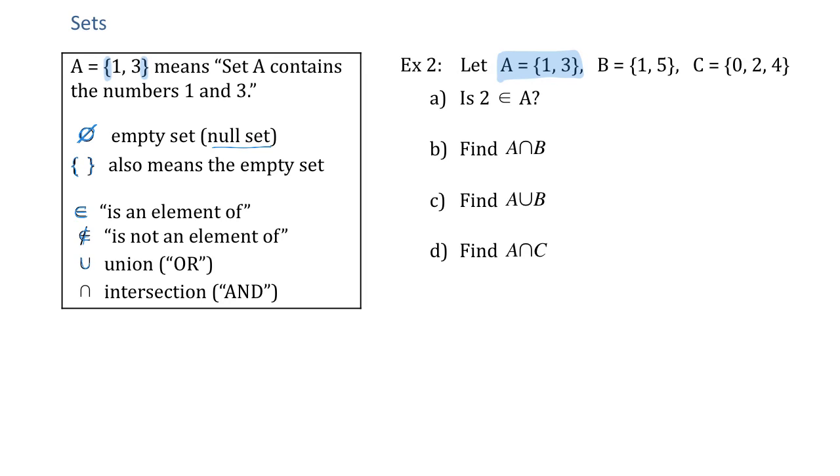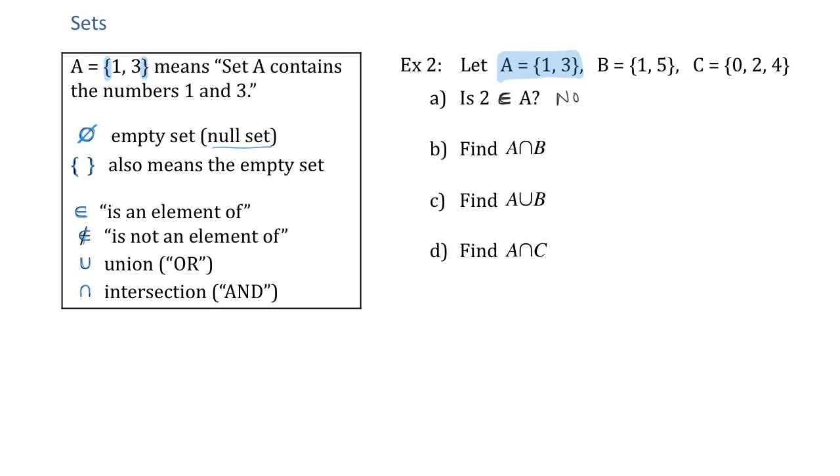Okay, and now this big U means we're putting them together, and you can have one or the other or both. And intersection means they have to both be true at the same time. So let's look at an example. Is 2 an element of A? It's not, because all A has is just 1 and 2.